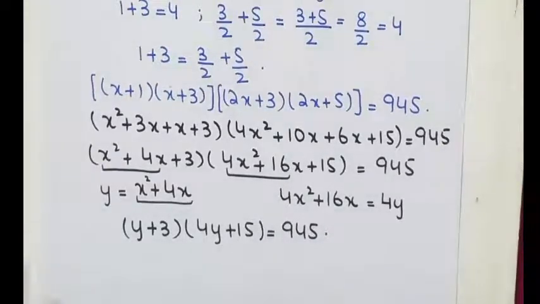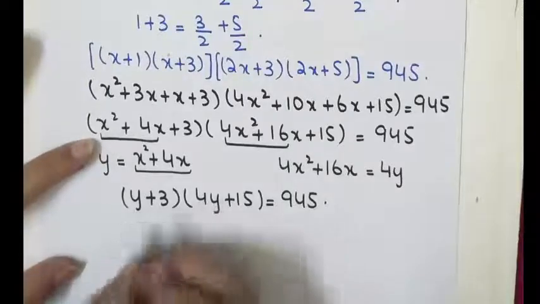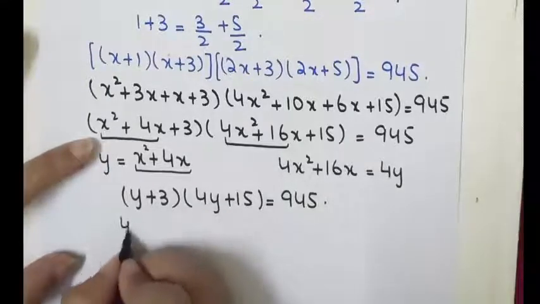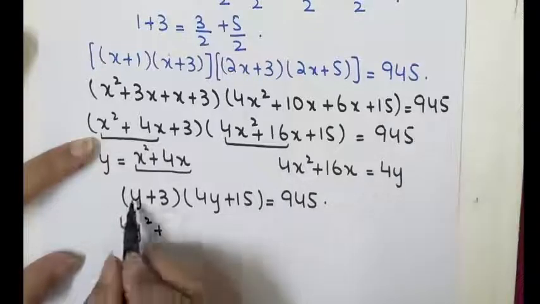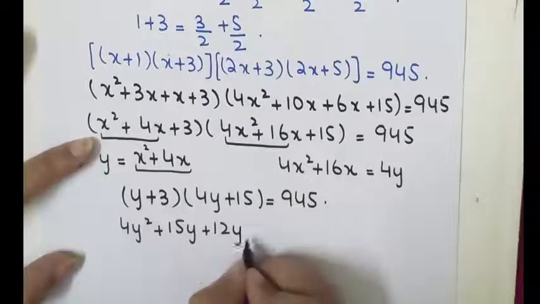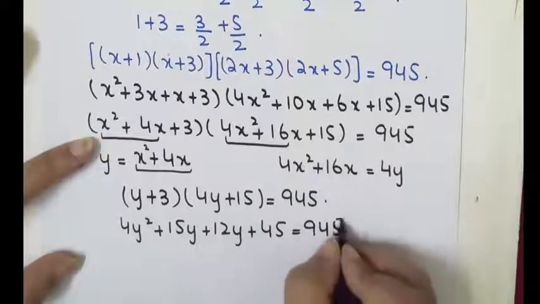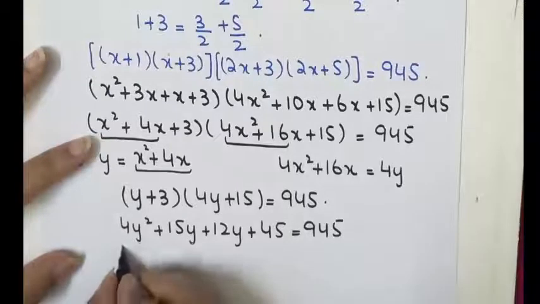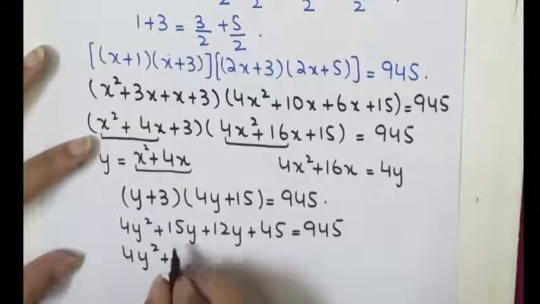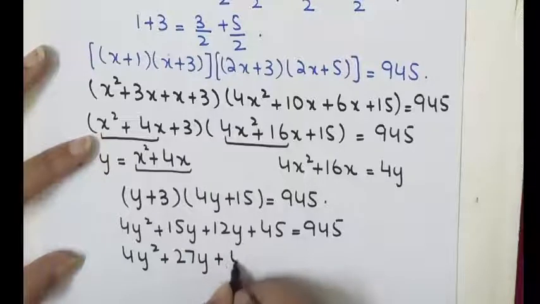Do remember this part is done just for the sake of the solution, right? In this way our solution gets easier. So 4y into y is 4y² + 15y. 4 3 times is 12y. 15 3 times is 45, and this is equal to 945. So 4y² + 15y + 12y, 15 plus 12 is 27y + 45.